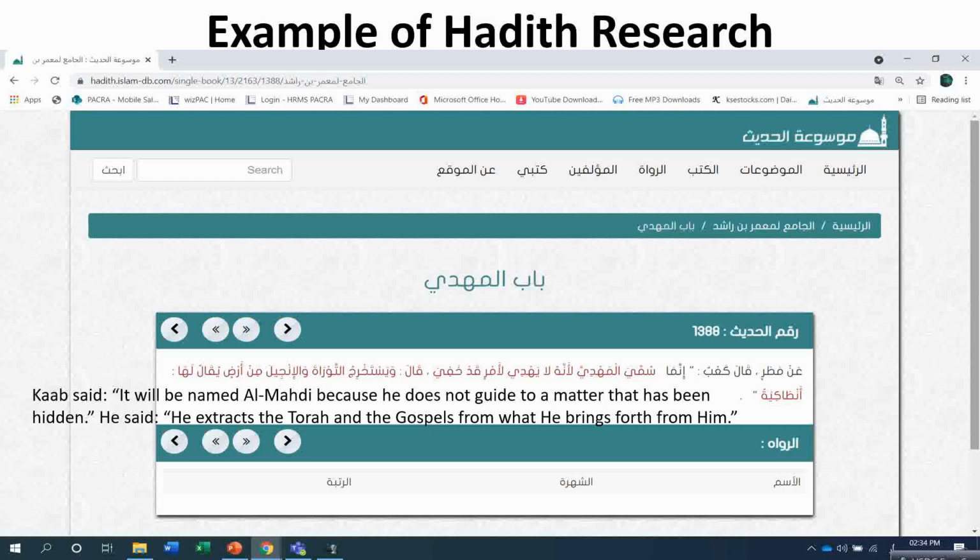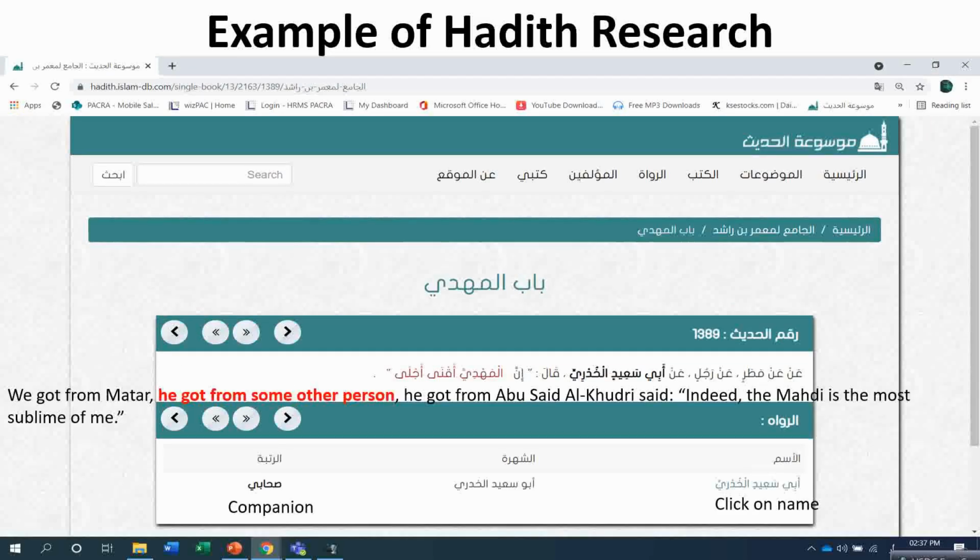Okay, further we see that the same person, Mr. Matar, mentioned that he got a report from a person who got it from a companion, Abu Sayyid al-Khudri radiyallahu anhu, who said that indeed the Mahdi is the most sublime of me. Abu Sayyid Khudri radiyallahu anhu was a companion and he was reliable, but who was this Rajul? Who was the person? We don't know his name. And what about this Matar? If we click on Mr. Matar, you will find whether he is a reliable person or not.